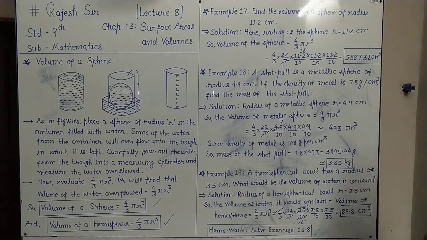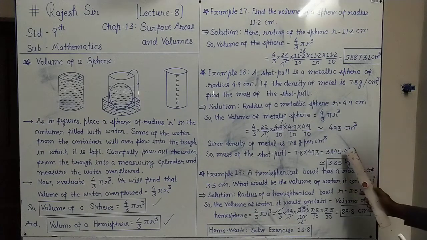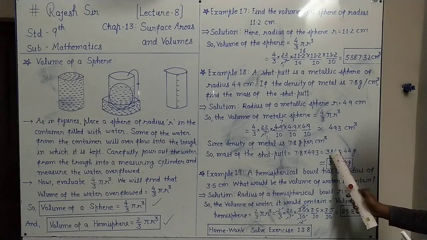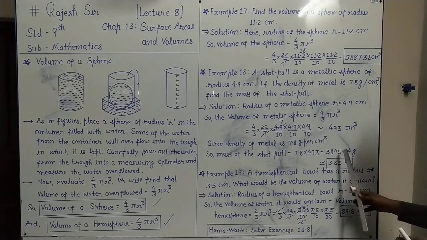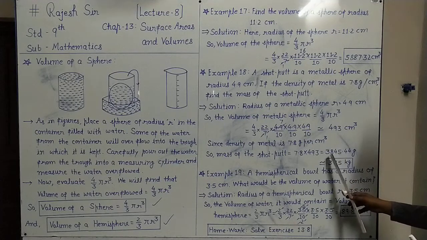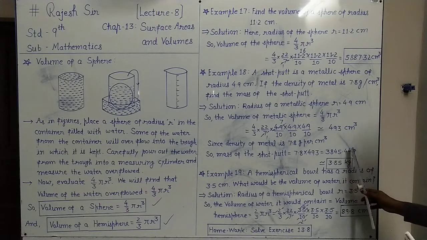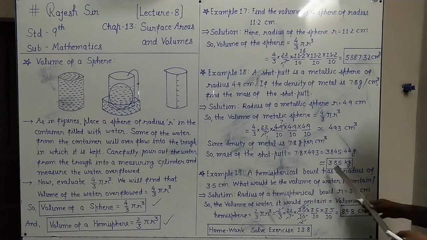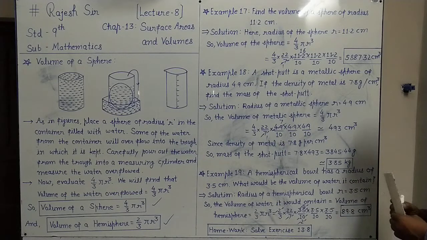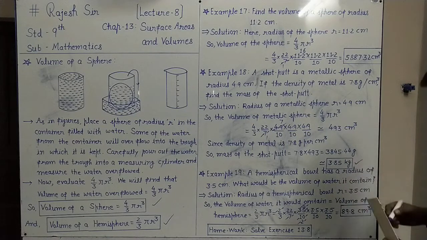To convert into kilogram, we divide by 1000. If you divide by 1000, the decimal point moves 3 digits to the left, so it is 3.84544. To remove the extra digits, if we want to keep only 2 decimal places, we keep 3.84, and because the third digit is 5 or more, the second digit is increased by 1. So it is nearly equal to 3.85 kilogram. In kilogram, right? So this way the mass of the shot put is approximately 3.85 kilogram.